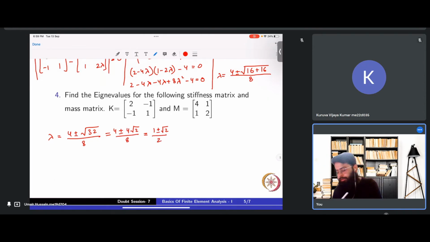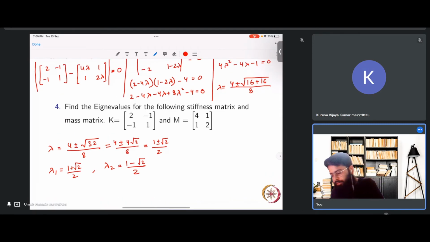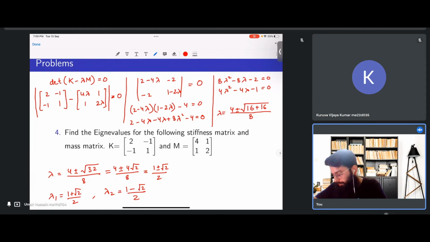So we get two lambda values here. First eigenvalue is 1 plus root 2 by 2, and the second eigenvalue is 1 minus root 2 by 2. And we can get the eigenvectors also for this. If anyone wants, we can solve for that also. That's pretty much the same. For getting the eigenvector corresponding to lambda 1, we substitute the value of lambda 1 in the equations and just solve the equation to get the vector.